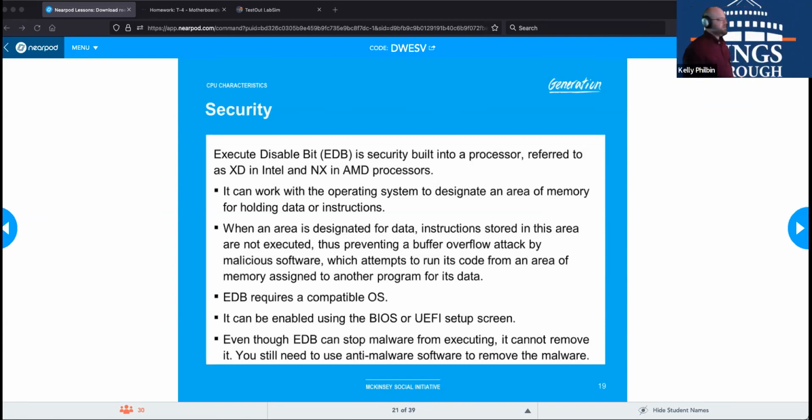You need a compatible operating system. If the operating system is not able to work with something like this, again, the chipset may not function right. It can be enabled within your BIOS and UEFI settings. Though it can stop the execution of the malicious software, it cannot remove it from your system. You will need anti-malware software in order to remove it so that it does not hamper your system going forward.